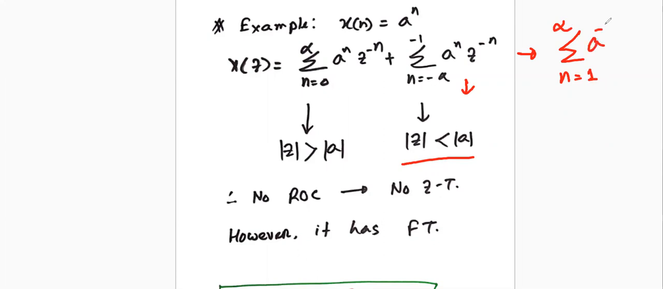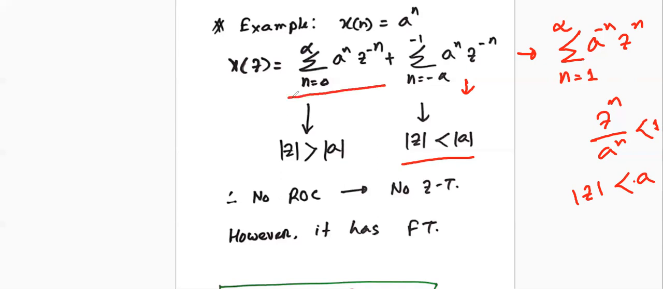In that case, a is -1 and z to the power n. So whatever the things, you can find the amplitude. In that case it is z to the power n divided by a to the power n, and this value should be less than 1. From that concept, if that is less than 1, of course z should also be less than a value. So for the right-sided sequences we got this, and for the left-sided sequences we got this.